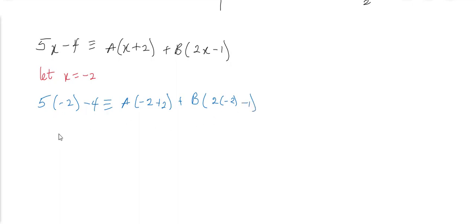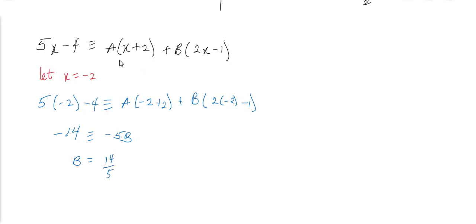This simplifies to negative 14 is identical to, this goes to 0 and this goes to negative 4 minus 1. This is negative 5. So negative 5b. Now at this stage, you know what to do. You can divide both sides by negative 5, which gives me b to be equal to 14 over 5. So that solves for the first one.